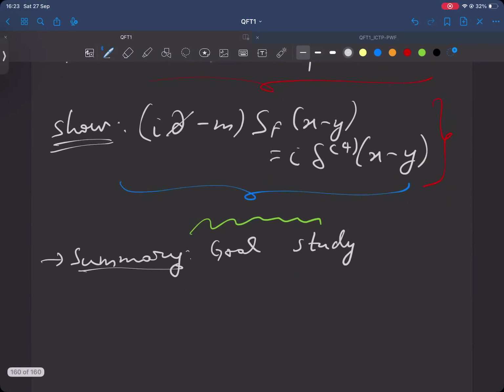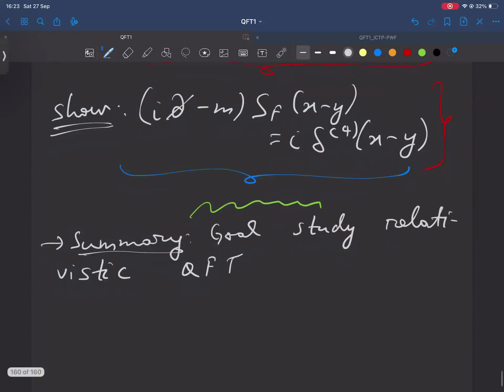So our goal was to study relativistic field theory. I will take 5 more minutes of your time and then I'll stop. That goal came about because we wanted to create harmony between special relativity and quantum mechanics. And we saw that continuous degrees of freedom emerge, there are infinite degrees of freedom, and all that. So that was the goal. How much of that goal have we achieved?